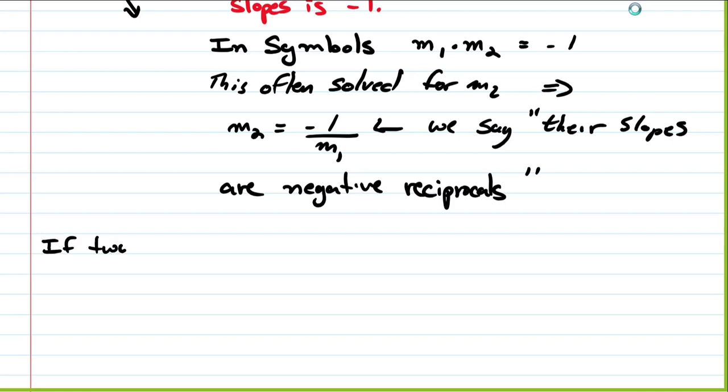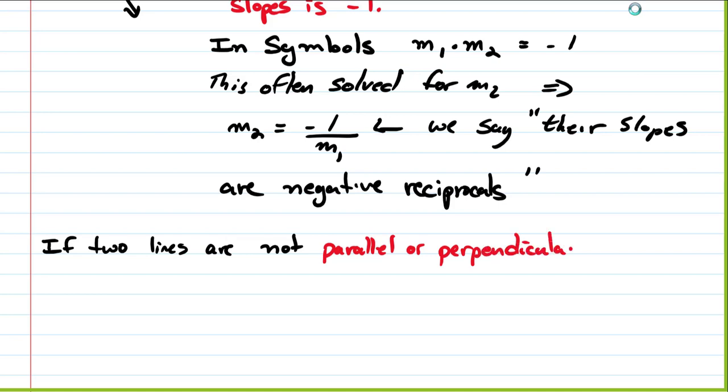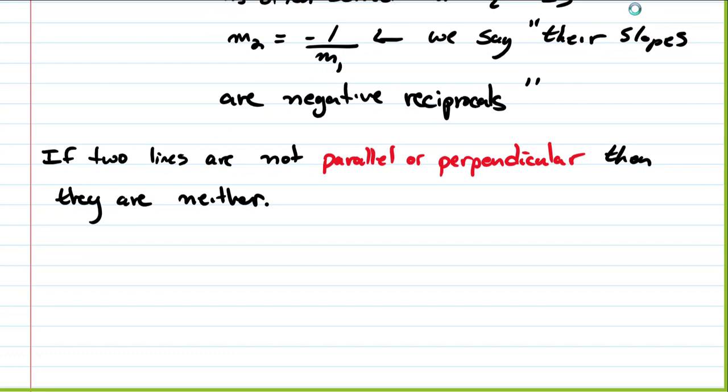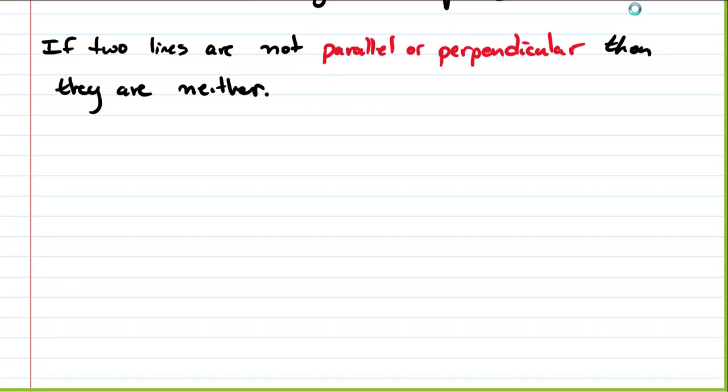If two lines are not parallel or perpendicular, then they are neither. So basically, we have those two special cases, parallel lines, perpendicular lines. If it is not either one of those two, we throw them into the broad category of neither. Another name for the neither is the lines are called skew, but we will not use that descriptor of those pair of lines in this class. So we will classify everything as parallel, perpendicular, or neither if it is not one of the first two.